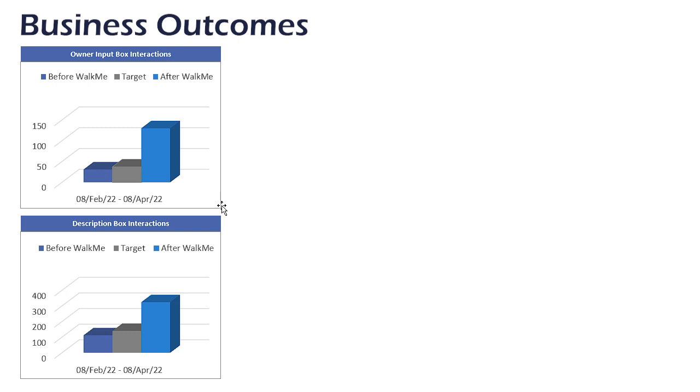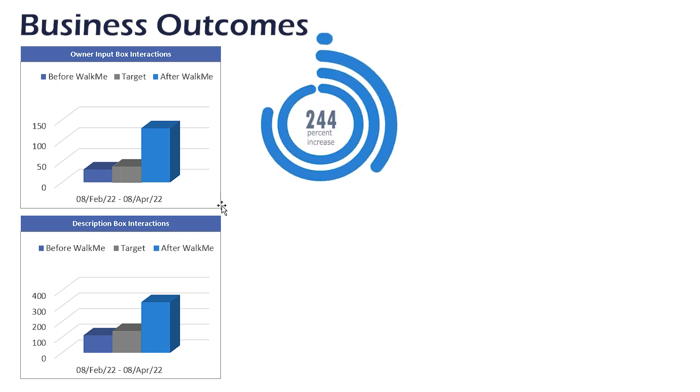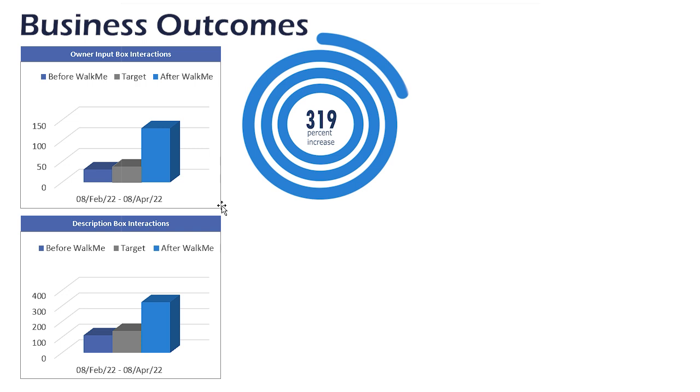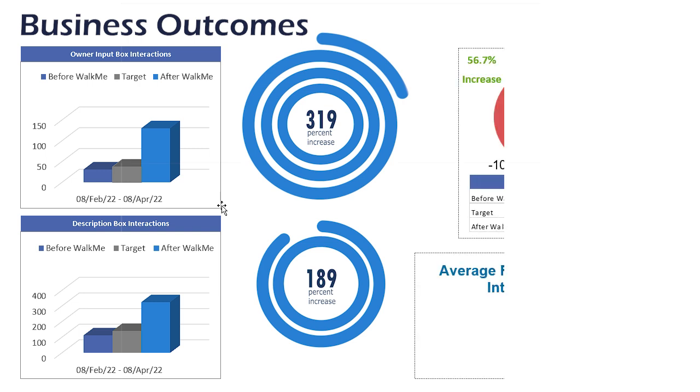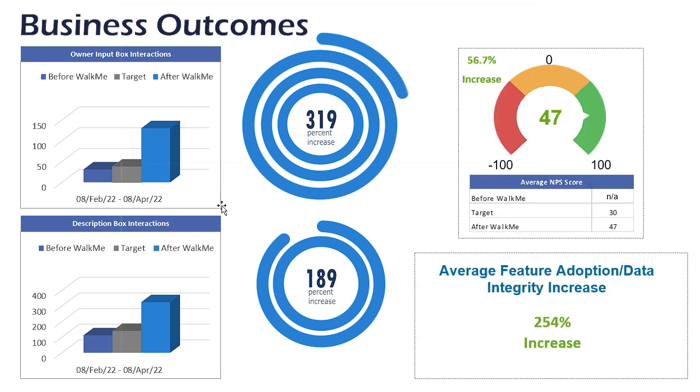Here are the business outcomes for this project. In the second example, WalkMe was used to auto-populate the owner field of a task. 2 months after the WalkMe implementation, we see a 319% increase in interactions with the field. In the final example, WalkMe gathered information from different tabs and outputted them into a description box. Here we see a 189% increase in interactions from 112 to 324. Finally, the user satisfaction 2 months after WalkMe implementation is 56% higher than targeted, with an NPS score of 47.